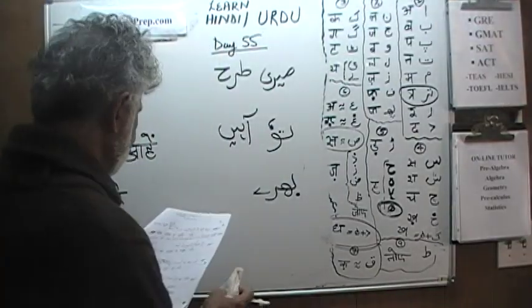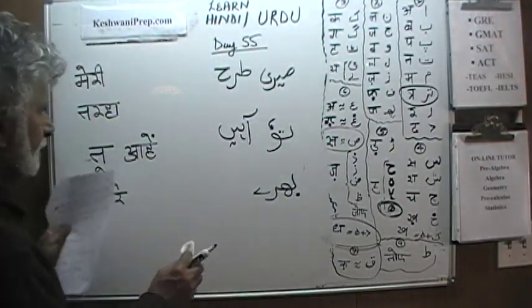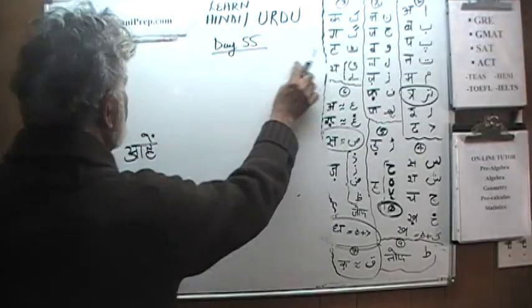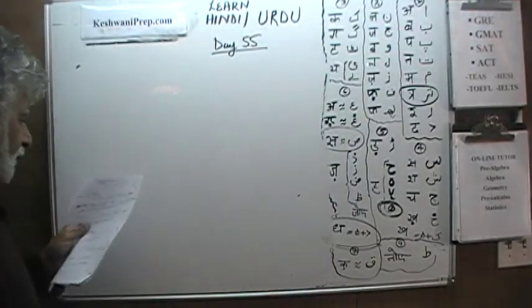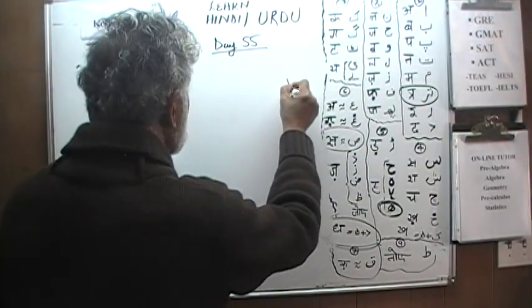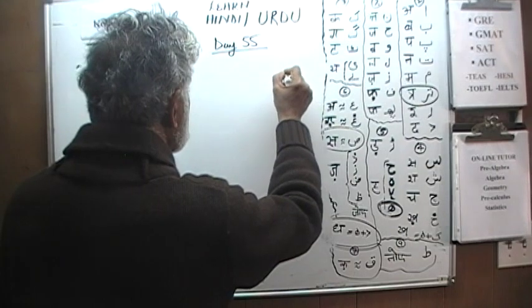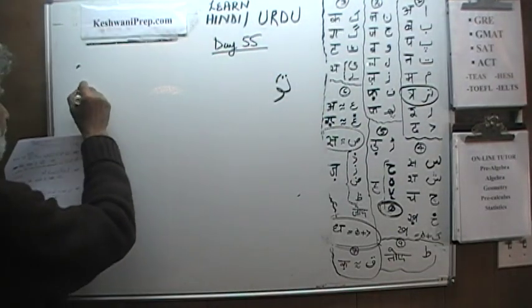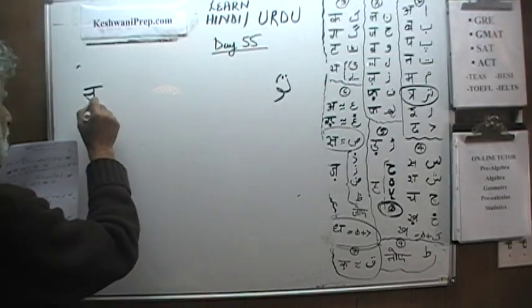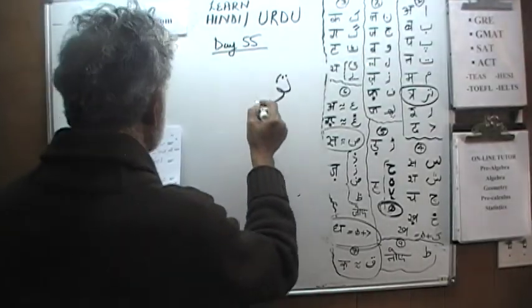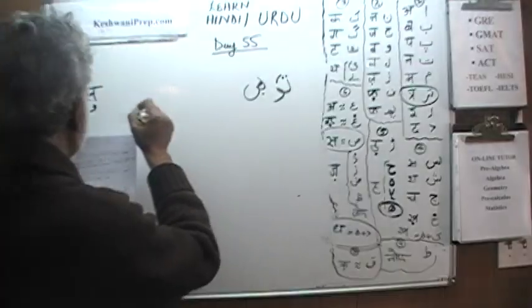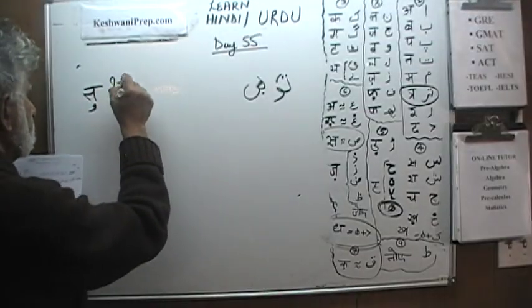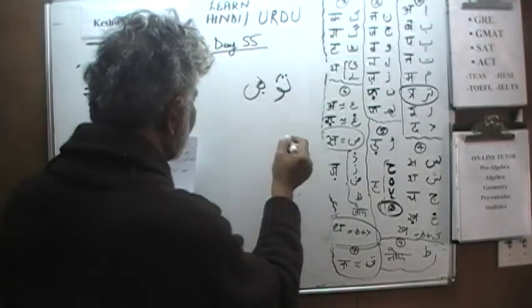Let's do the next one. Tu bhi, tu. Again the same tu with badi U ki matra. Tu bhi, we just did it. Tu bhi. The next word is kisi.